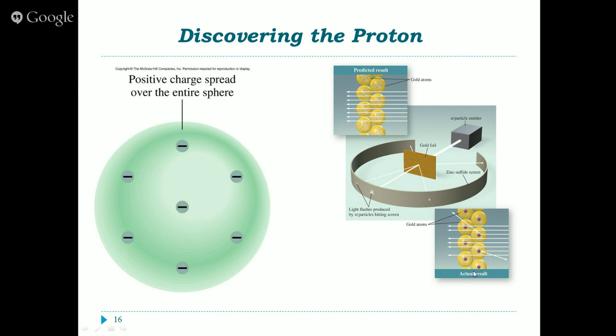So yes, we did still see some of the particles go through. Well, most of the particles went through, which means that an atom is almost entirely empty space with just a little bit of mass in the middle.